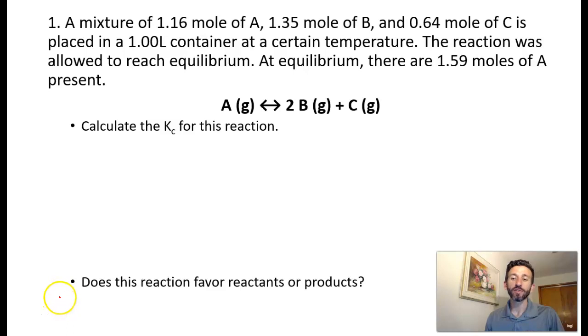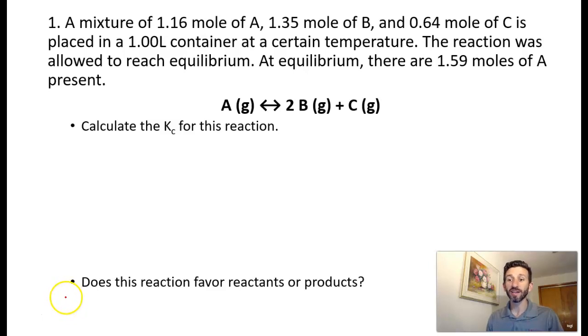Today we are going to learn about something called an ICE table, which is just an acronym that we use to make some equilibrium calculations. Now, ICE tables are really useful to be able to predict how much of each reactant or product you're going to have at equilibrium, or to help you calculate the Kc of an equilibrium.